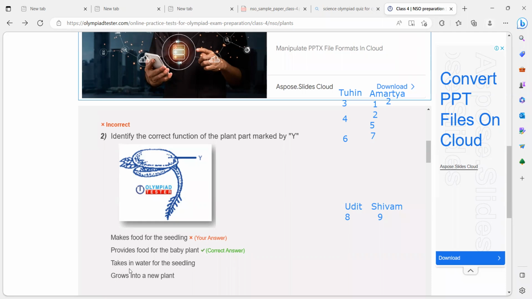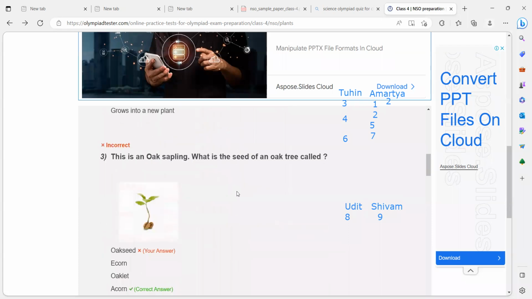What else? It takes in water for the seedling. The seed coat cannot absorb water for the seedling, so this is also wrong. And the seed coat will not help the plant to grow into a new plant. So the third and fourth options are also wrong. Is it clear to everyone? Shivam, Udit, Amoto and Tuhin? Yes, ma'am. Okay, now the next one.